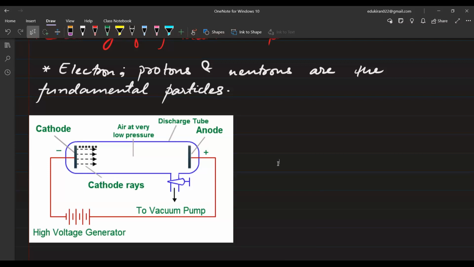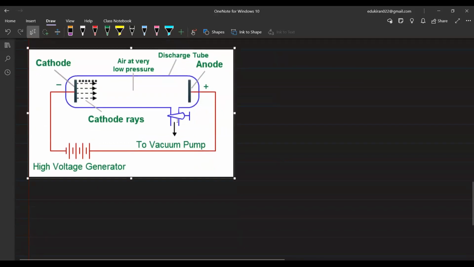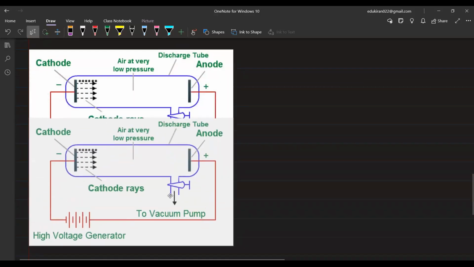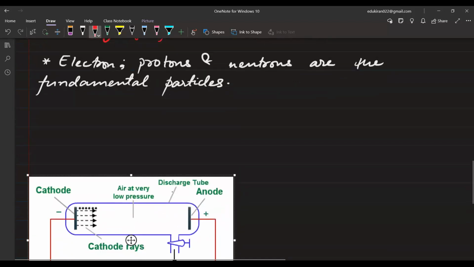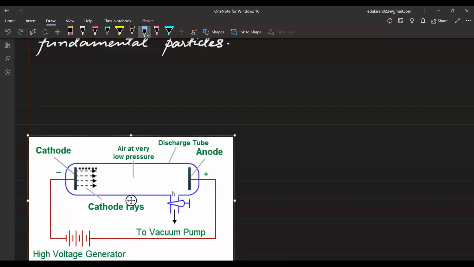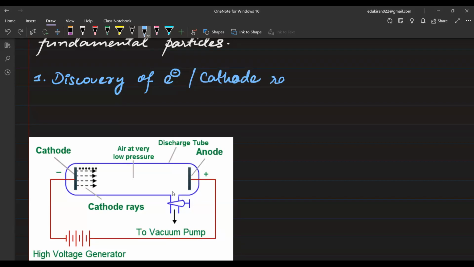As you can see, everything here, don't start writing. Before that, we have to put up a topic, that is the discovery of electron and slash cathode ray experiment. What are we going to learn? The first topic, what was the pen that I used initially? The red pen, so I will use another pen. Discovery of electrons and cathode ray experiment.